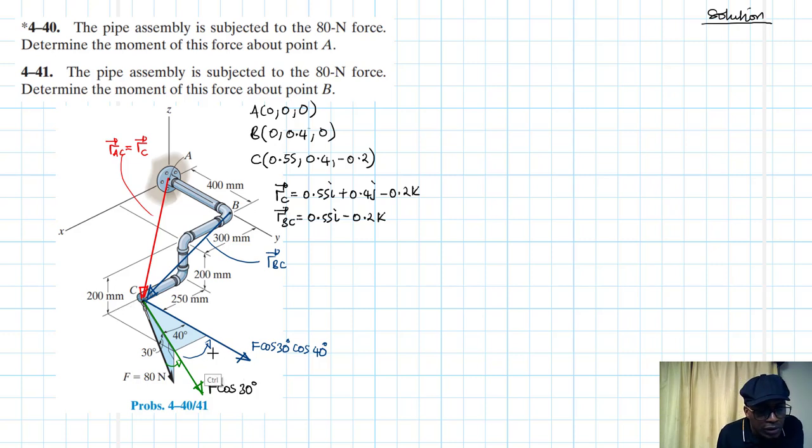Okay, to be mapped in that direction. This one will be equal to F cos 30, then sine. So we are mapping the same one. We are mapping this like this. Okay. Then sine 40 degrees.